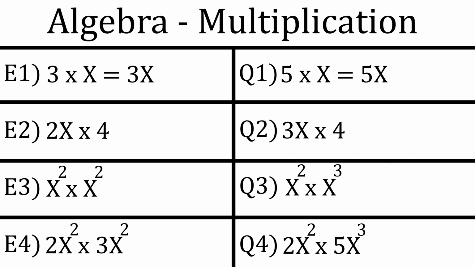Next we have example number 2, so a bit more complex. We have 2x times 4. Now in this case we do have 2 numbers we can times together. We have the 2 and the 4. So we times the 2 and the 4 together and just keep the x as it is. So that's going to give us 8x.